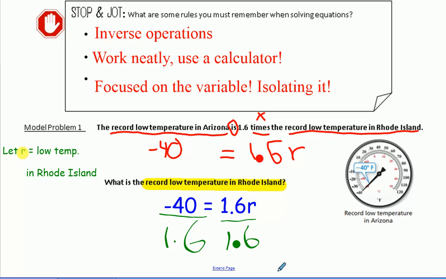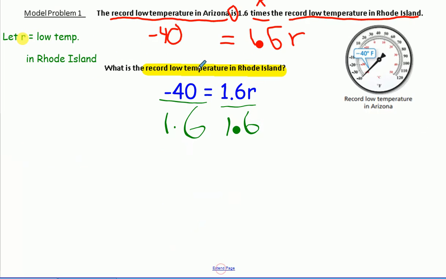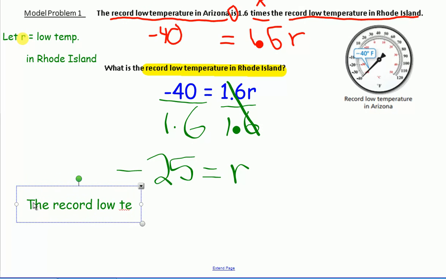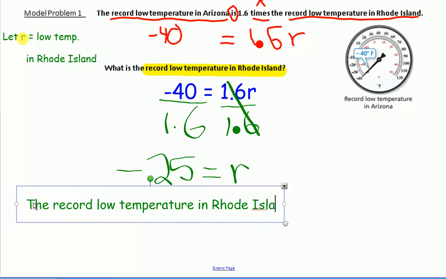Get my calculator out. Hopefully you have yours out. If I divide 1.6 divided by 1.6 on this side, I will get 1, left with just the plain old ordinary R. Negative 40 divided by 1.6 in my calculator gets me negative 25. So I could write a sentence that says the record low temperature in Rhode Island is negative 25 degrees. It's a lot to write.